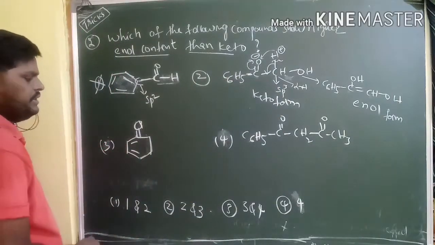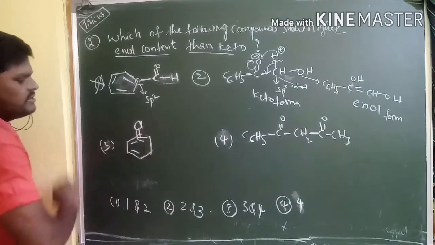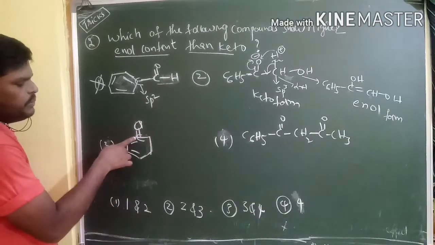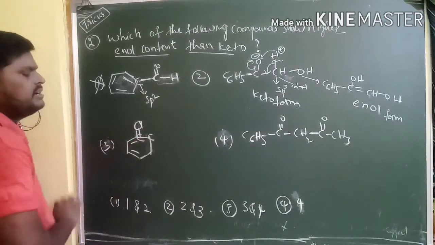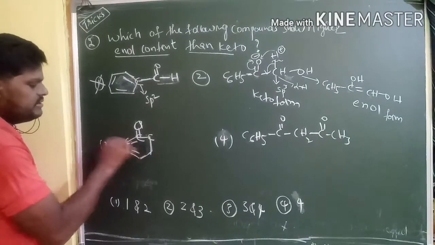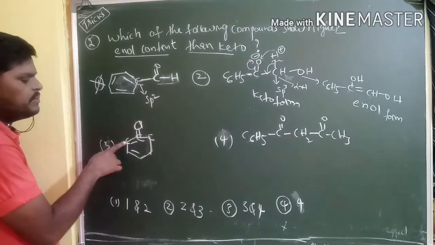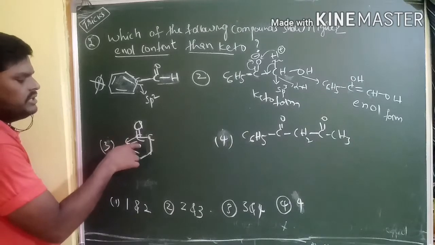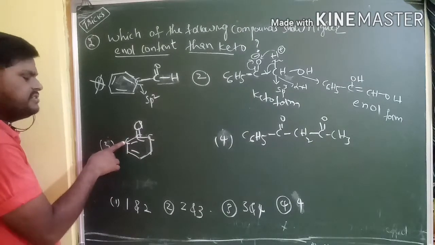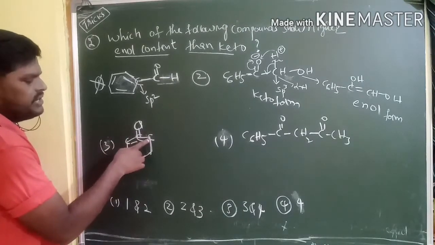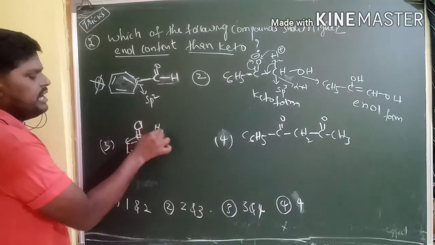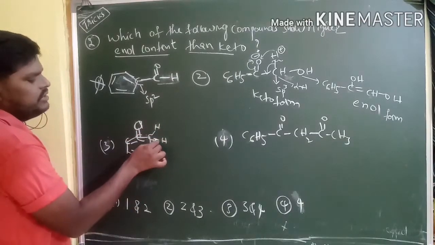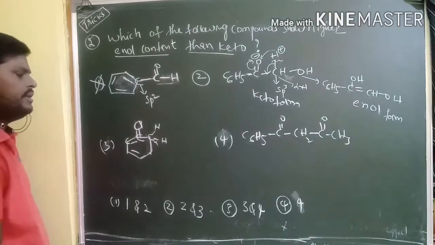Next, coming to the third option here. This is a keto group. The keto group is attached to this carbon and this carbon, but this carbon is not possible to involve in tautomerism because it is an unsaturated carbon. It is possible here because it is a saturated carbon. How many hydrogens here? Two hydrogens. These two hydrogens are called alpha hydrogens.